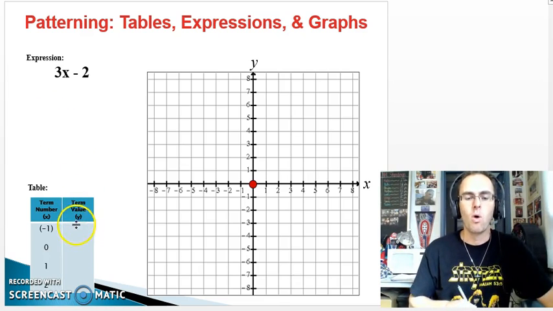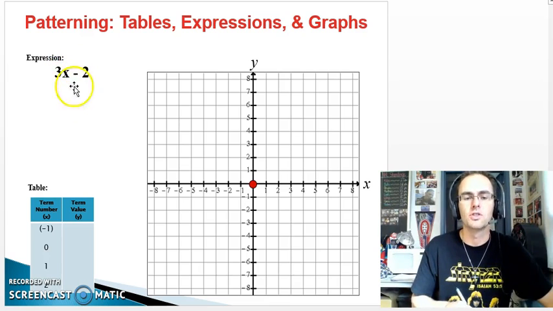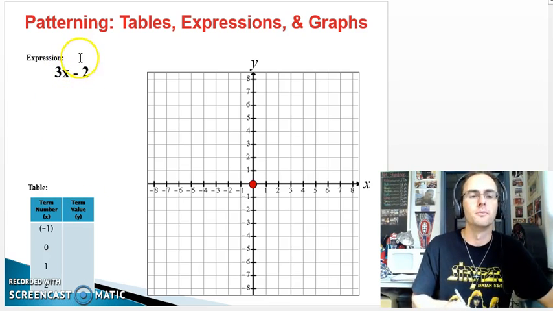But to get my y-axis value in my t-table, or my term value, I actually have to use the expression to figure that out. So what I'm going to do is I'm going to substitute -1, since this means x. In my expression, there's my x value. That's my variable. As you all know, variable. It's your unknown. So my -1 is my variable. I'll substitute it there, and I'll solve the expression to get my y value.